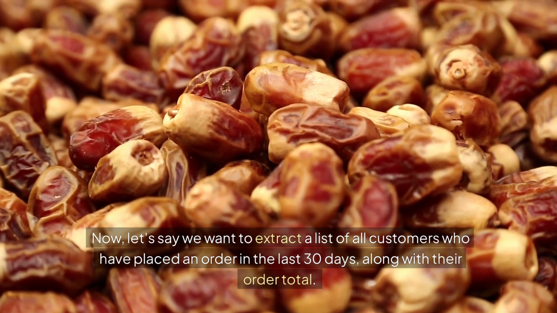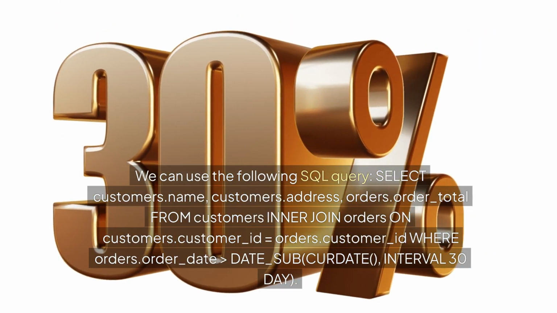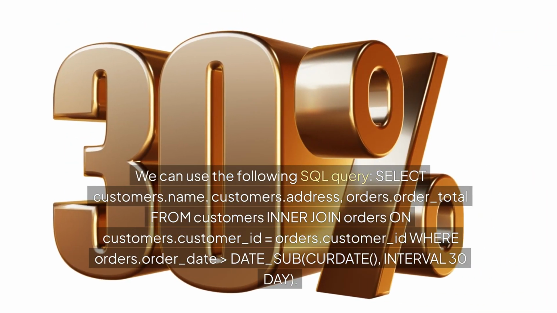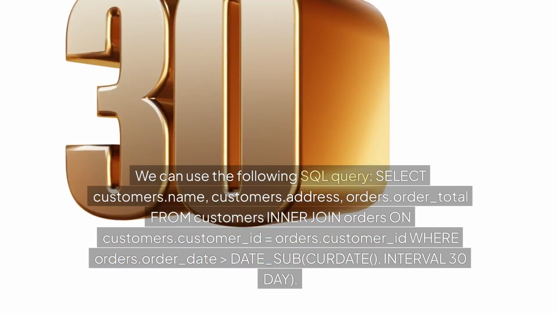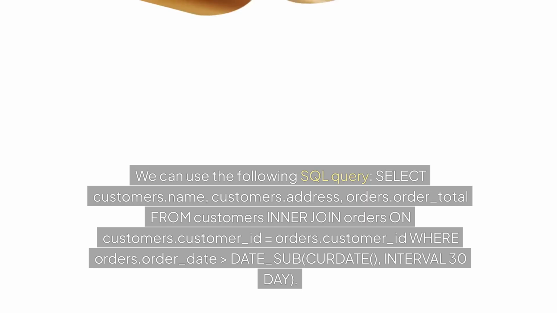Now, let's say we want to extract a list of all customers who have placed an order in the last 30 days, along with their order total. We can use the following SQL query: select customers.name, customers.address, orders.order total from customers inner join orders on customers.customer id equals orders.customer id where orders.order date, date sub cur date, interval 30 day.